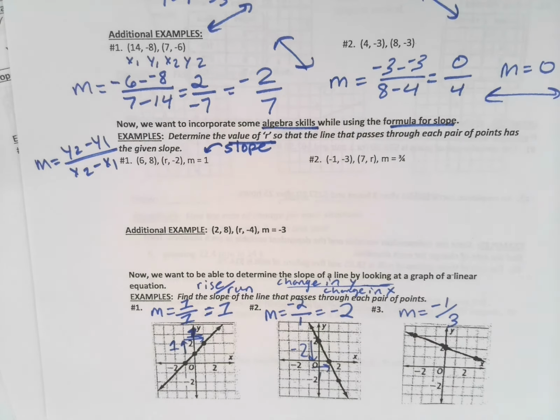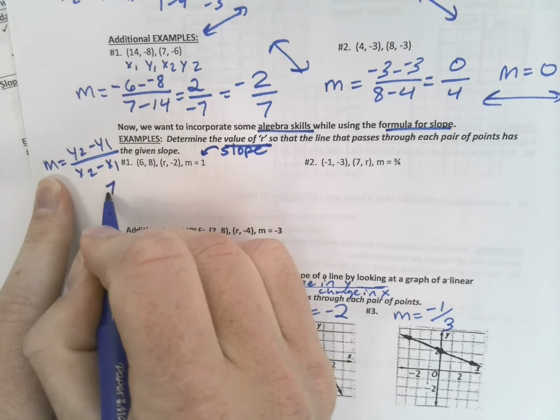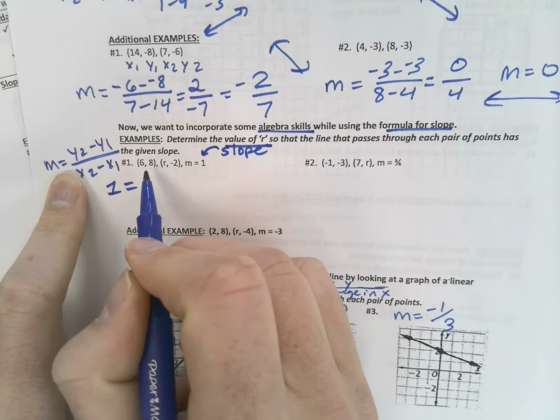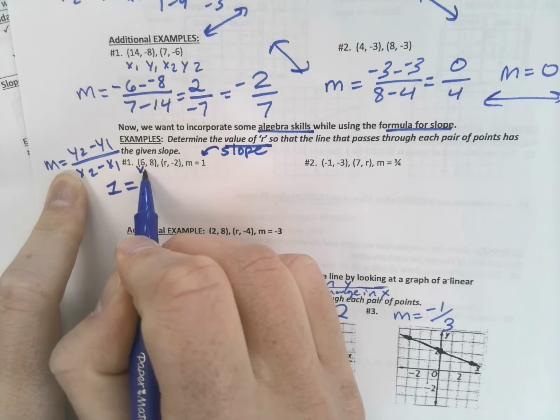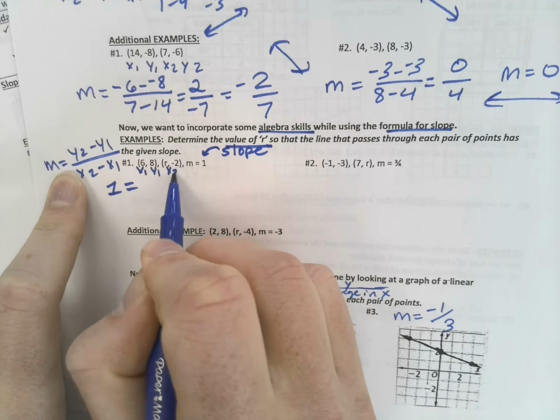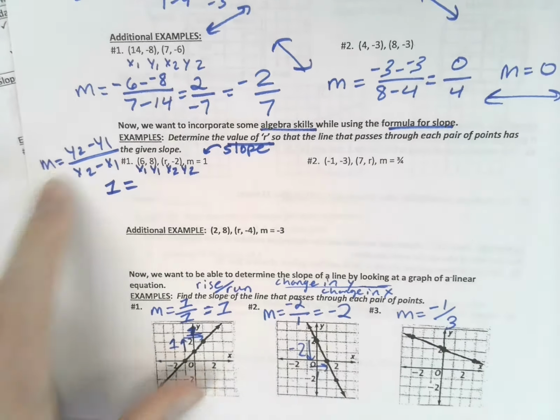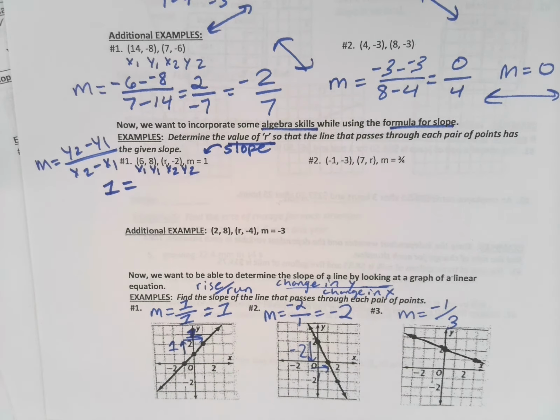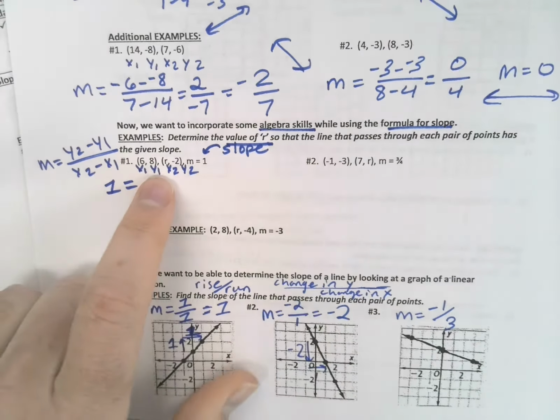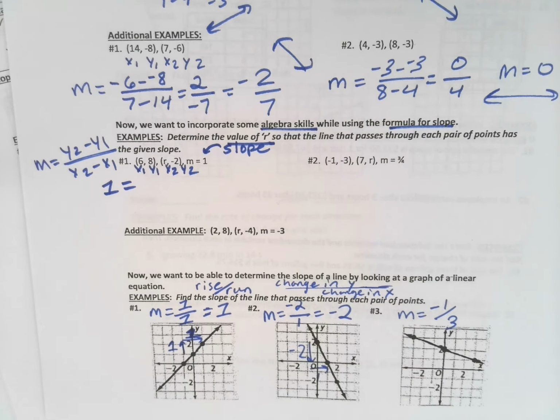So let's plug in what we know. What do we know M is? M is 1. So 1 equals, let's label, guys. X1, Y1, X2, Y2. They gave us 2 points here. We know every point has an X, every point has a Y. See if you can set up this fraction for us. Y2 minus Y1 over X2 minus X1. So 1, our slope, equals.